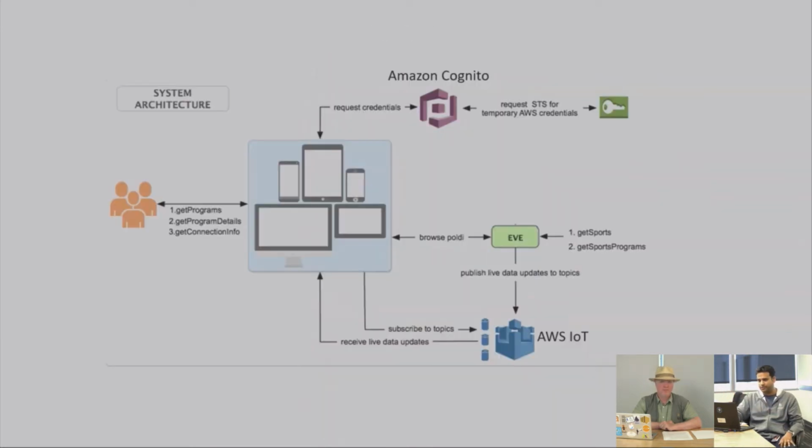So a quick look at the architecture. They have these mobile devices and desktop applications. They request their credentials using Amazon Cognito to get tokens, and then temporary AWS credentials based on those tokens, and use those credentials to talk to AWS IoT. So they subscribe to topics, and they also receive live updates once subscribed. And this is their backend service, the green box with Eve written on it, which publishes those live events into IoT.